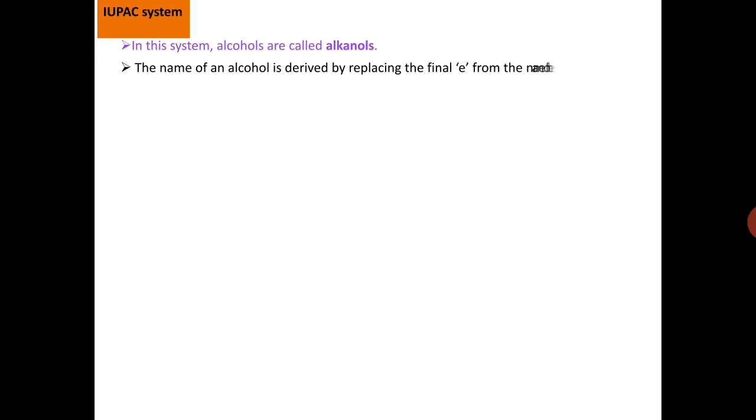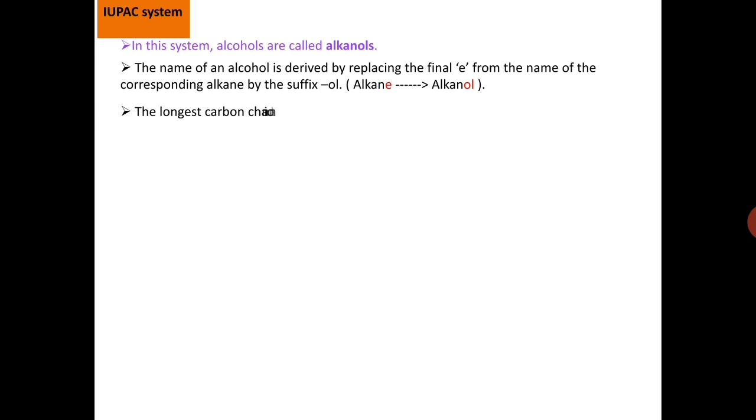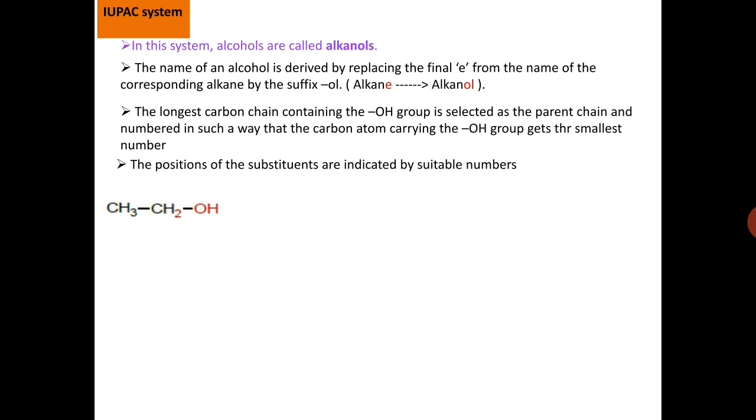In the IUPAC nomenclature, we call it an alkanol, meaning the E of alkane is replaced by OL. The suffix E of alkane is replaced by OL, and therefore we call it an alkanol. For example, we see CH3CH2OH.